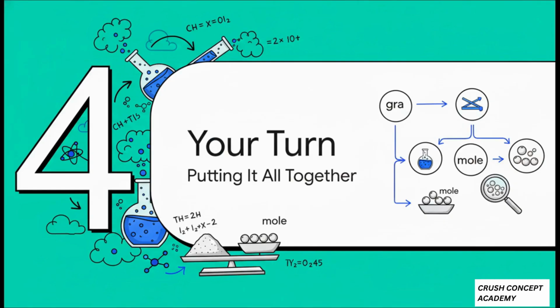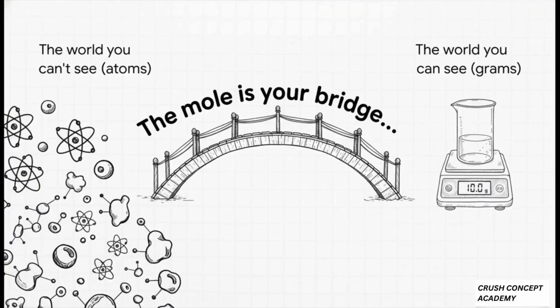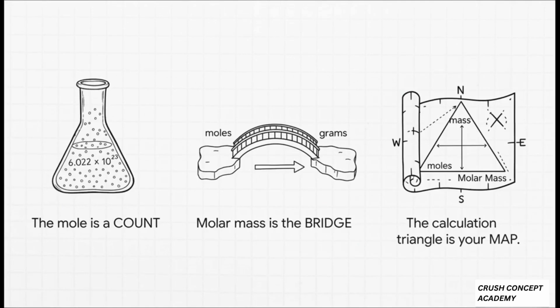You now know how chemists bridge that incredible gap between the invisible world of atoms and the practical world of the lab. Let's just do a super quick recap of the key takeaways. If you remember one thing from all of this, let it be this. The mole is what makes modern chemistry possible. It's the bridge. It lets us take a recipe written for atoms and actually follow it using grams on a scale. It's a game changer. So just lock these three things in your brain. The mole, it's just a count. Molar mass, that's your bridge from the count to a weight you can measure. And the calculation triangle, that is your map for getting from one to the other.